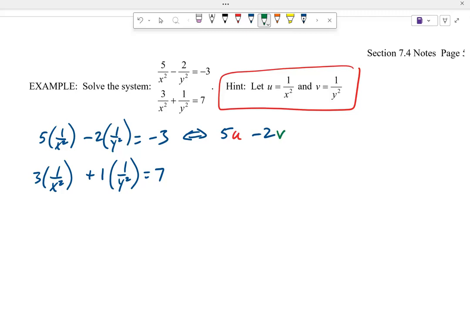So if we replace the 1 over x squared with u and the 1 over y squared with v, this is what we'd have. 3u for the second one plus 1v, 1 over y squared, equals 7. And now I'm looking at this and I'm like, oh, that's really nice. I could do elimination. I could do substitution too. So whatever you want to do.